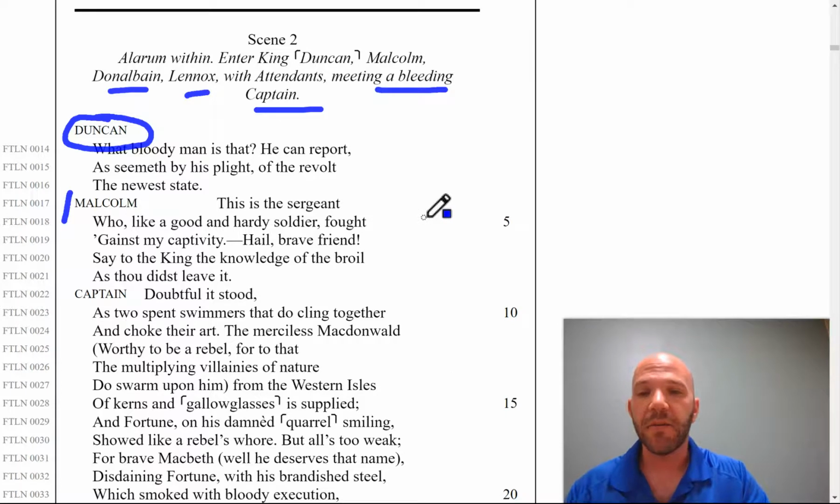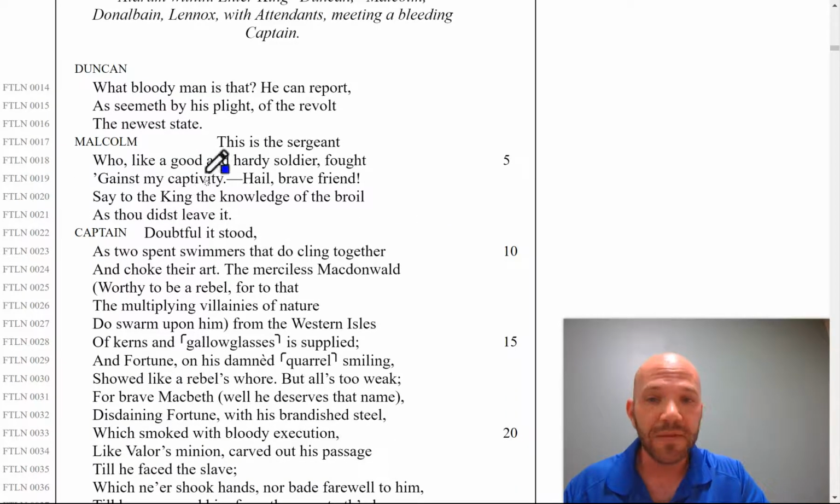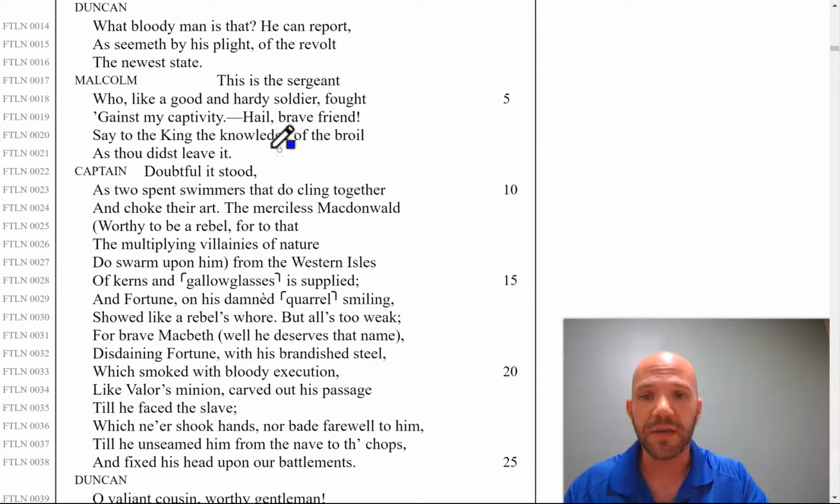All right. Now, Malcolm, his son, tells him, "This is a sergeant who fought against my captivity." So this is somebody who saved me. "Hail, brave friend, say to the king the knowledge of the broil, as thou did leave it." So tell my father, tell the king what happened.